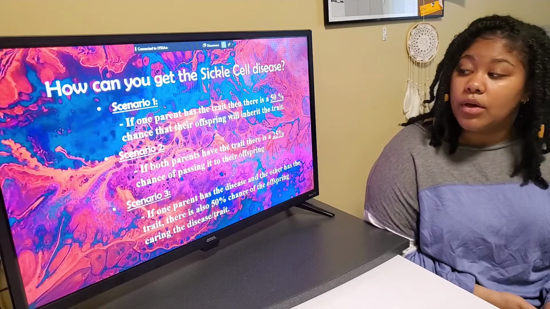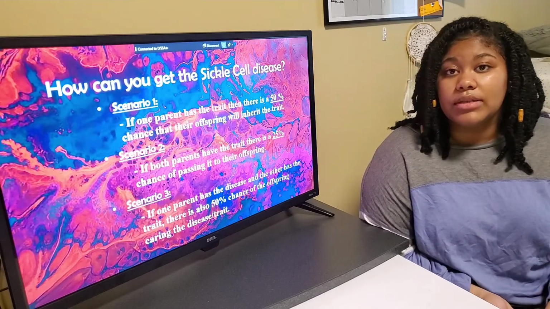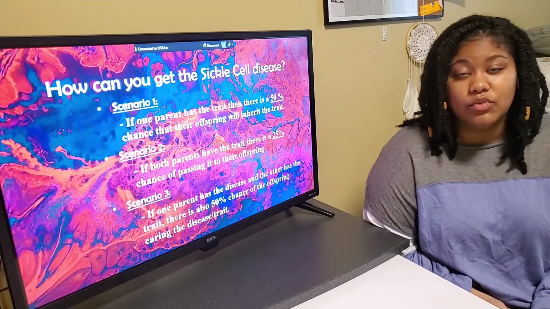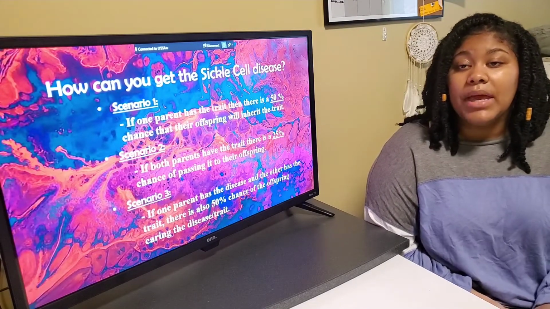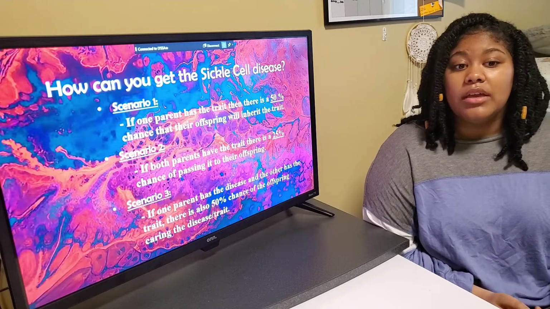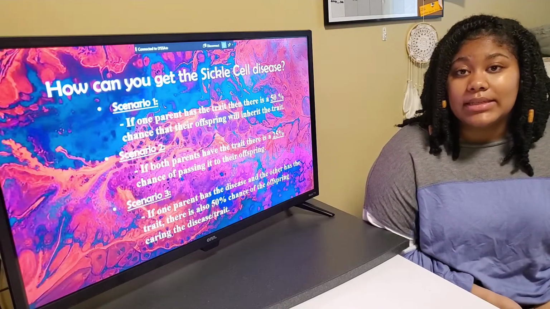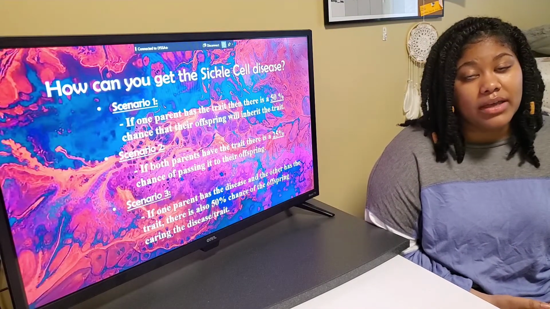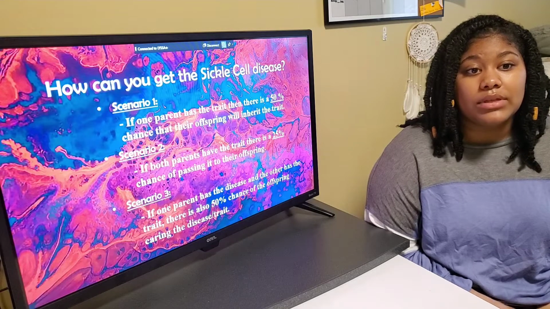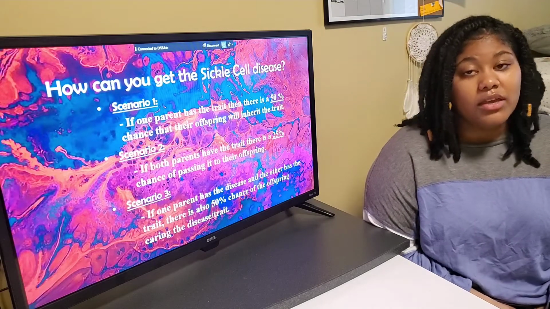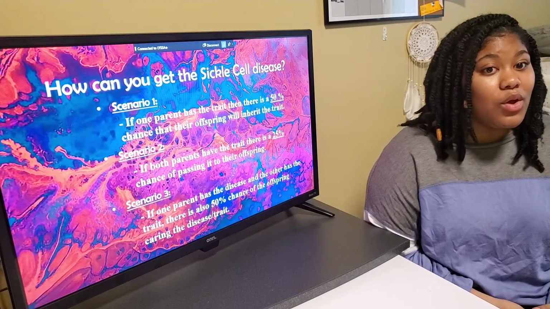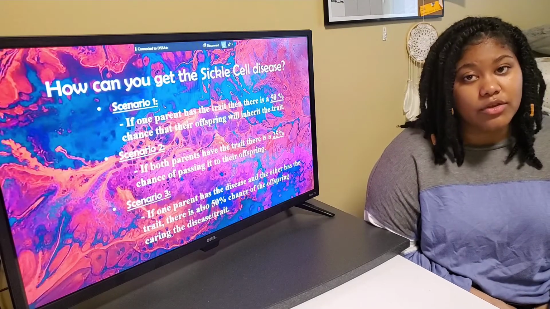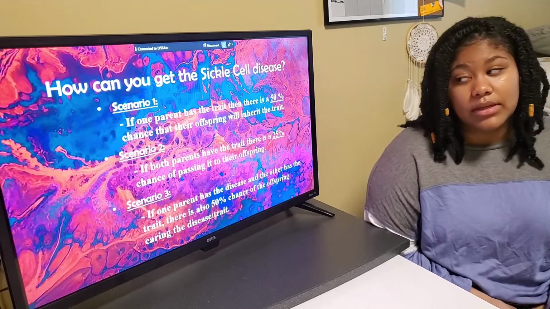The second scenario is if both parents have the trait. The trait is not very harmful to your body. It doesn't do anything to you. You wouldn't even know you had it. Basically, what happens is if one parent has the sickle cell trait and the other has the sickle cell trait, it could combine and make the child have sickle cell disease. So be careful who you marry if you have the sickle cell trait, and be careful who you have children with, because you could pass it to your child and your child could become very ill or very sickly.